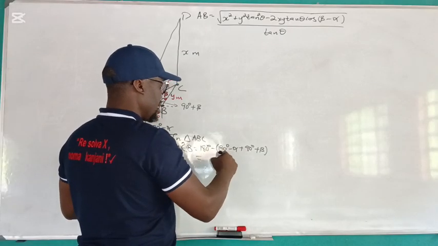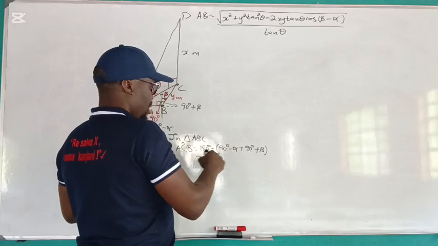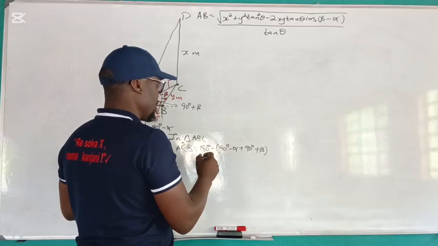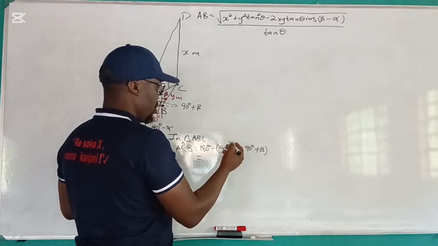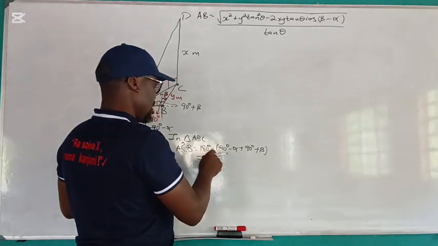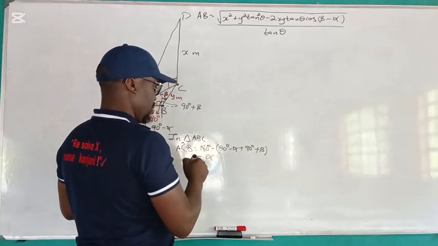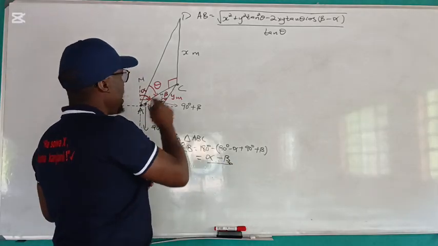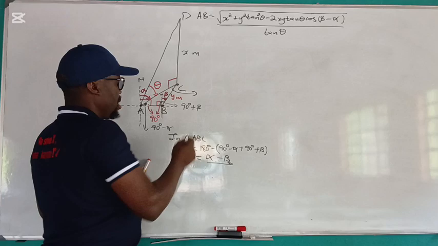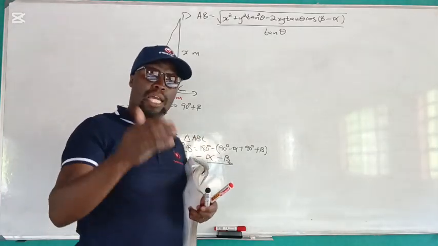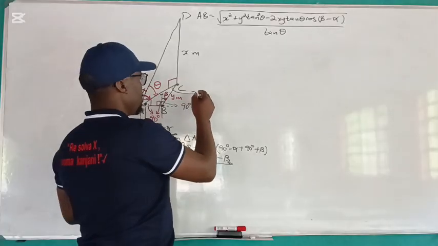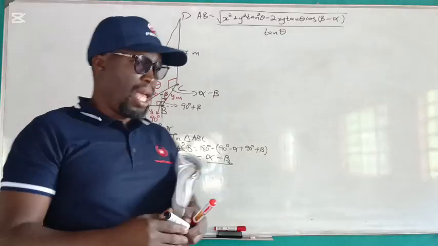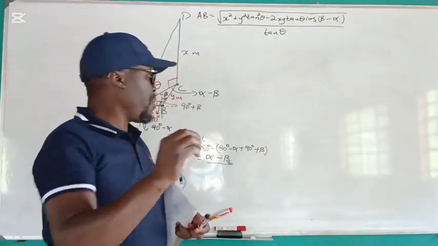90 plus 90 degrees plus 90 degrees is 180 degrees. 180 degrees minus 180 degrees will give us 0, and then negative by that we'll get this. So it means that angle ACB in terms of alpha and beta should be equal to alpha minus beta. I hope you are still following.